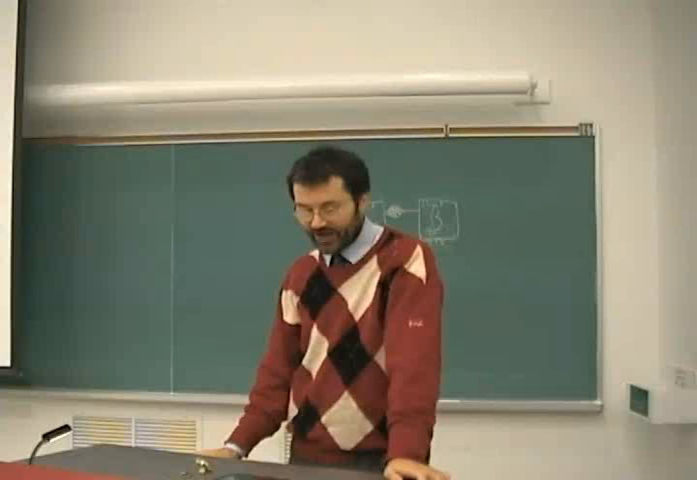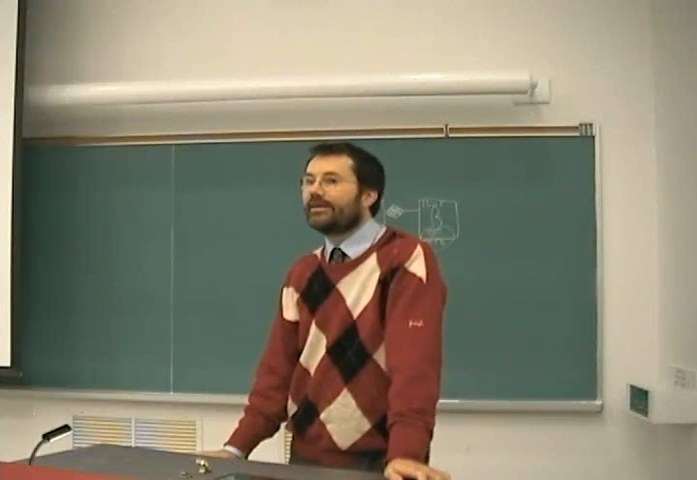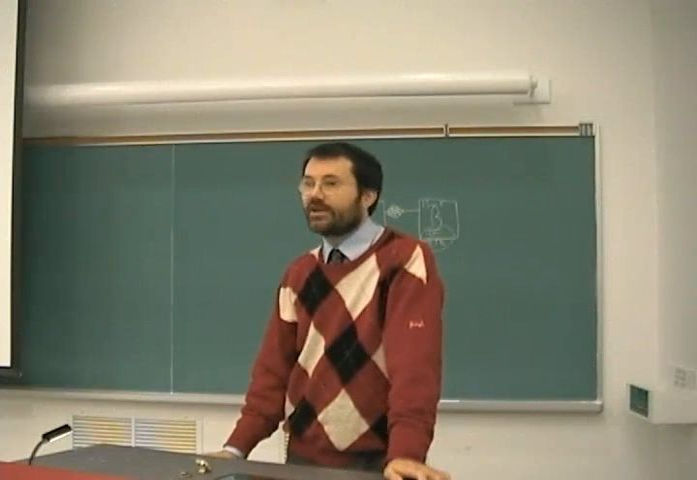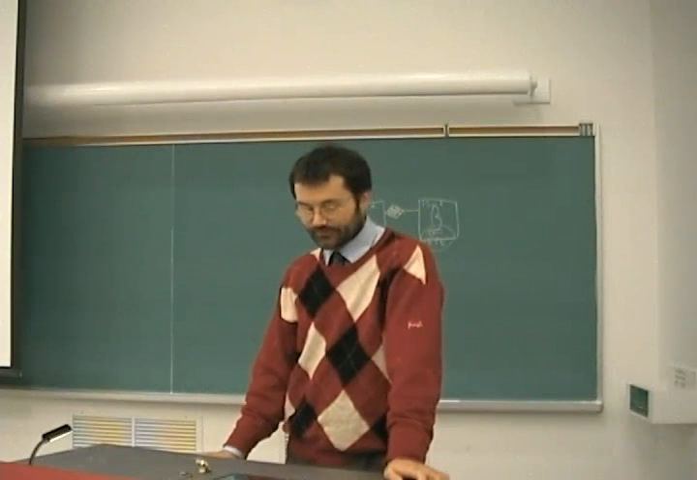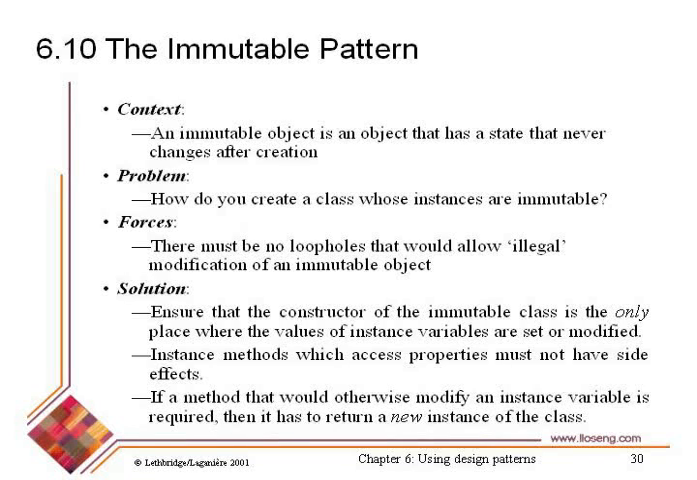So instance methods that access properties, i.e. accessing properties of my point class in this case, must also not have side effects. I mustn't be able to surreptitiously change things. And then a method that would otherwise modify an instance variable has to return a new instance. So in this example, if I had an instance method that said move this town from one place to another, maybe we accidentally put it in the wrong place to start with, then I'd have to create a new one instead of actually moving it.